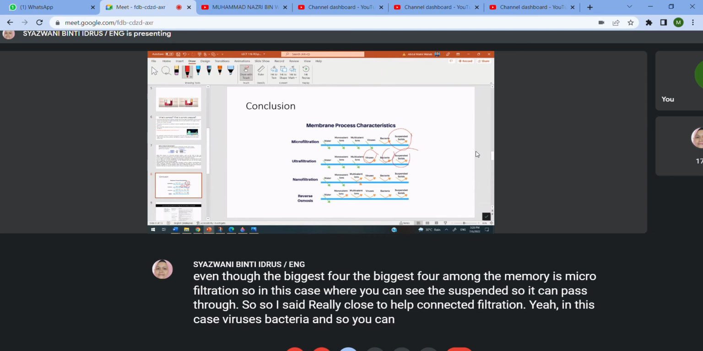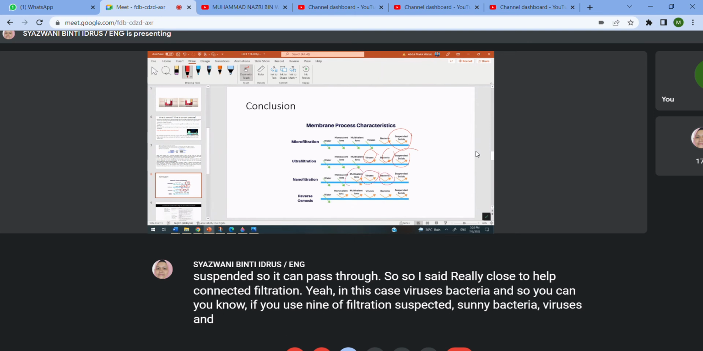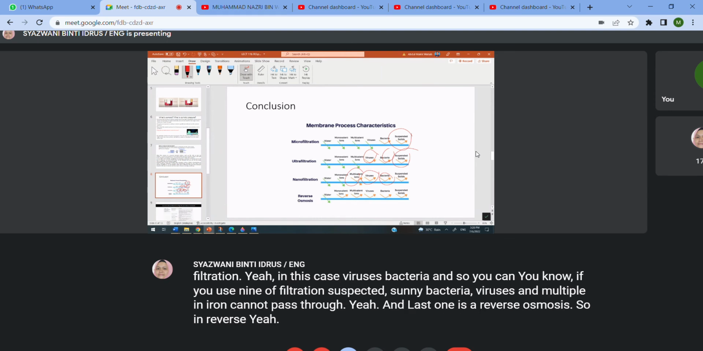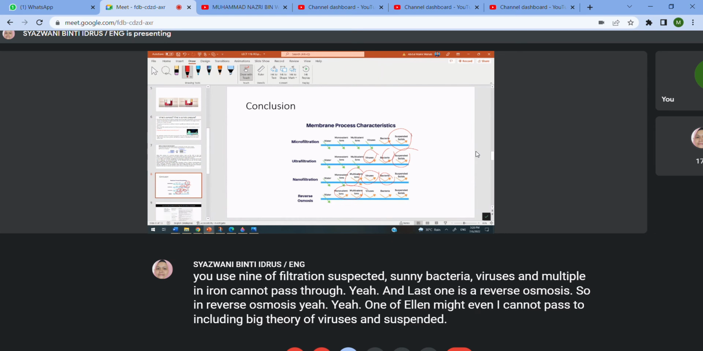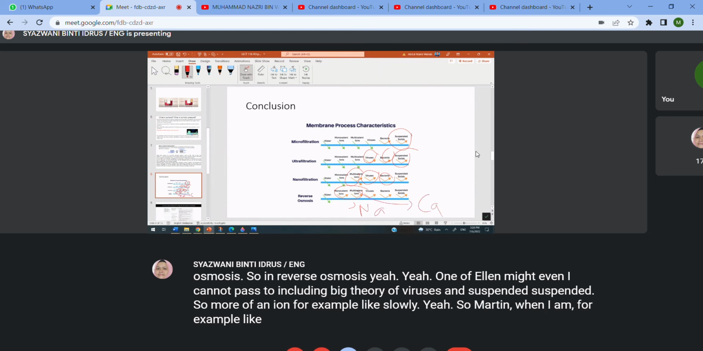If you use nanofiltration, suspended solids, bacteria, viruses, and multivalent ions cannot pass through. And the last one is reverse osmosis. In reverse osmosis, monovalent and multivalent ions cannot pass through, including bacteria, viruses, and suspended solids. A monovalent ion is, for example, sodium. A multivalent ion is, for example, calcium, because calcium is 2 plus.